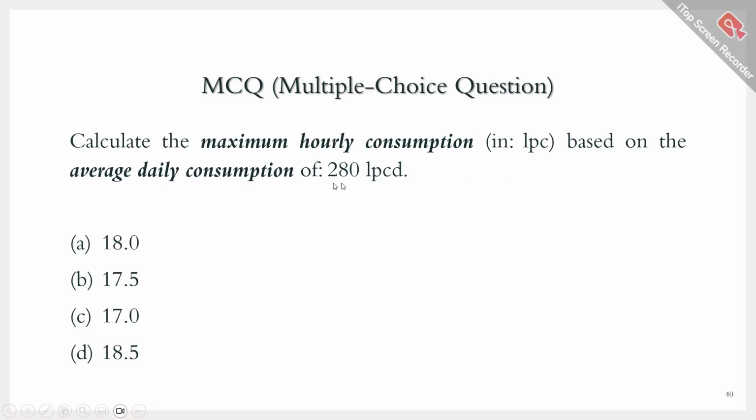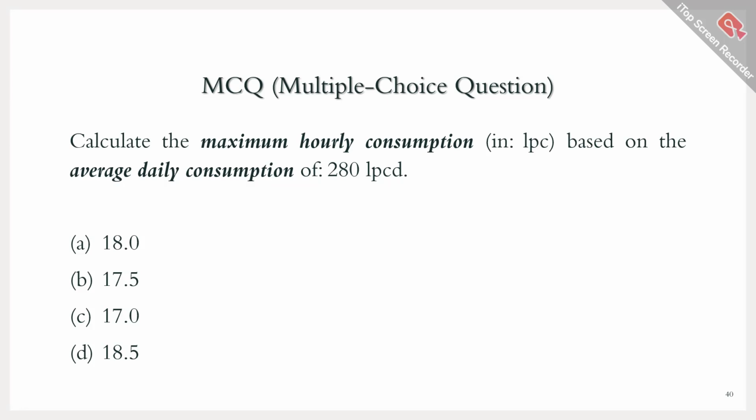So average daily consumption is given as liter per capita per day. Hourly consumption will be how much? So liters per capita you have to calculate, right? If you want to calculate the average hourly consumption, then you just have to divide the average daily consumption by 24 hours. So 280 divided by 24 hours will be your average hourly consumption in LPC.